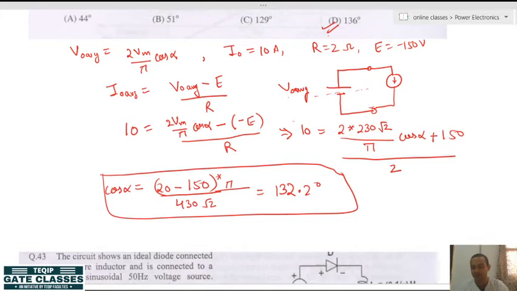Alright. Let me check once again. 20 minus 150 means minus 130, into pi. Oh, sorry, 230 into 2 is 460. That's why the answer was wrong. All right. So, let me do the calculations again.